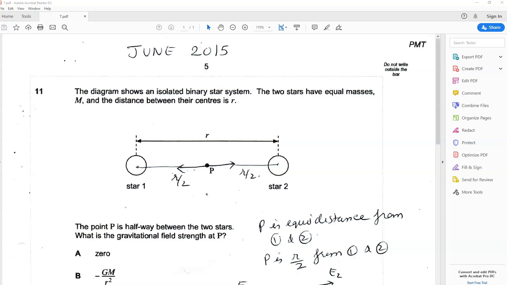So this is a question from June 2015. It says the diagram shows an isolated binary star system. The two stars have equal masses m and the distance between their centers is r. The point P is midway between the two stars. What is the gravitational field strength at P?